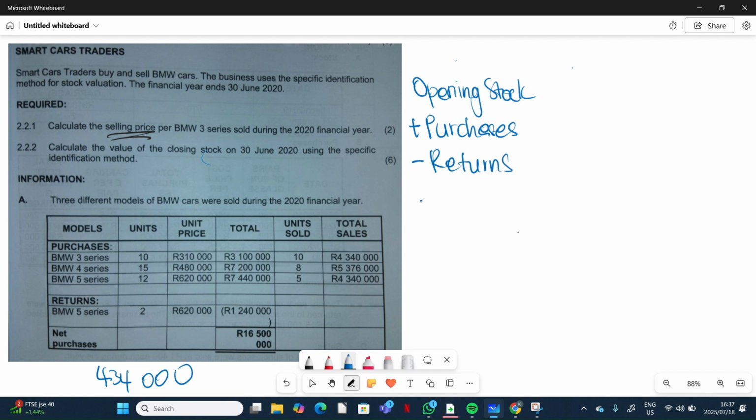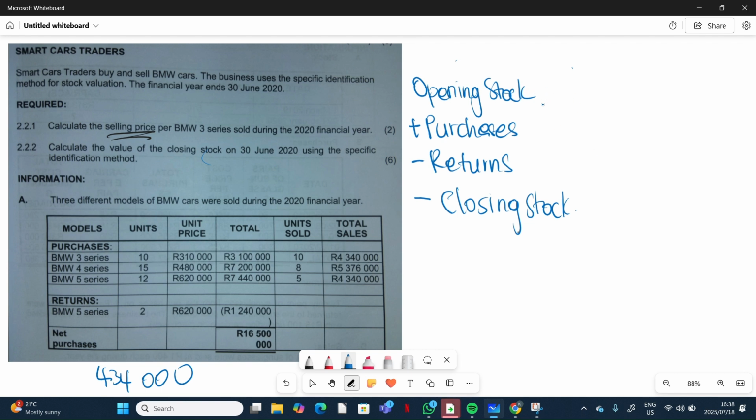Then we need to also what? We need to also subtract. Remember, we need to subtract the value of our closing stock, basically. So basically subtracting closing stock. Then you're going to get the cost of sales.